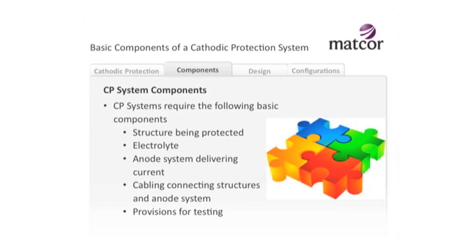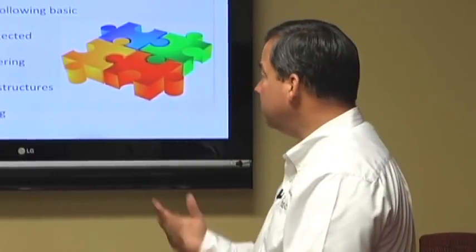So I want to talk about some of the basic CP system components. Now that you understand how cathodic protection works, what do we do to make it work? What do we need? Obviously, we need something to protect. We need a structure we're going to protect. We protect lots of different structures, and when we talk about designing CP systems a little later, we're going to ask questions about the structure, but you need something to protect.